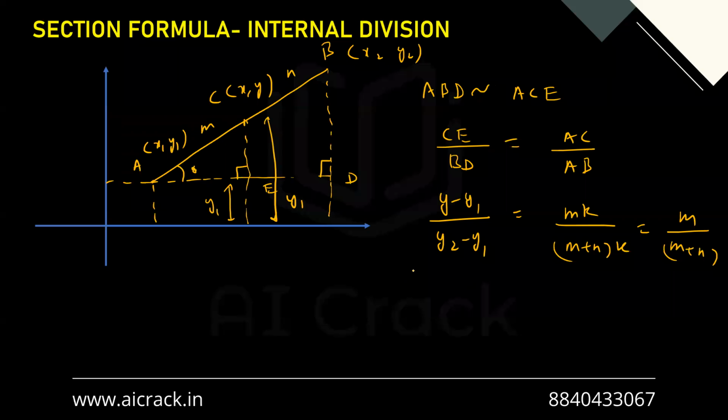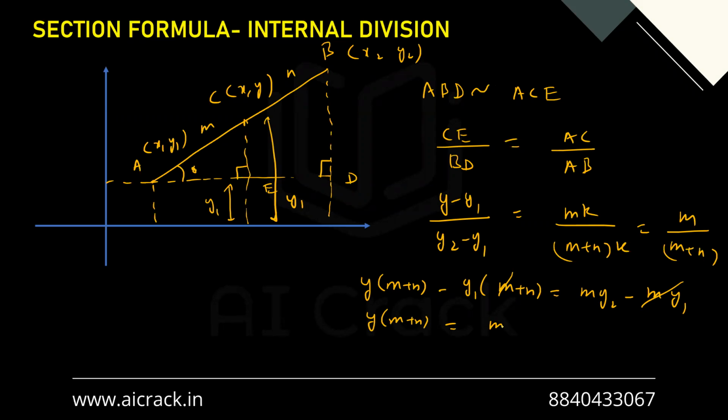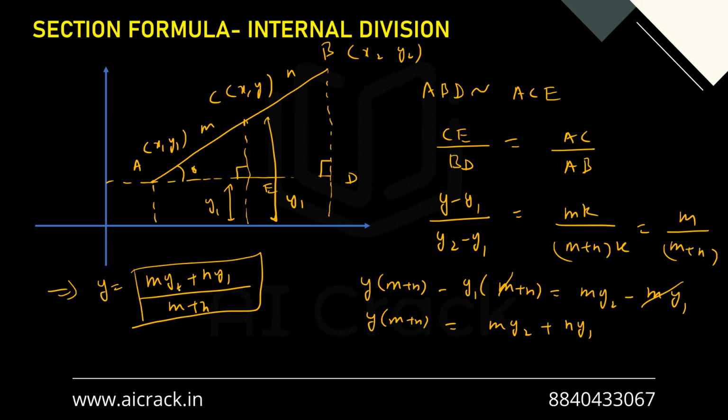Now we'll do the cross multiplication. We'll be getting y times (m plus n) minus y1 times (m plus n) equals m y2 minus m y1. Now I can clearly see that this term gets cancelled out. So basically y times (m plus n) equals m y2 plus n y1. So this would give me y equals (m y2 plus n y1) divided by (m plus n). So this is our section formula for the y coordinate.